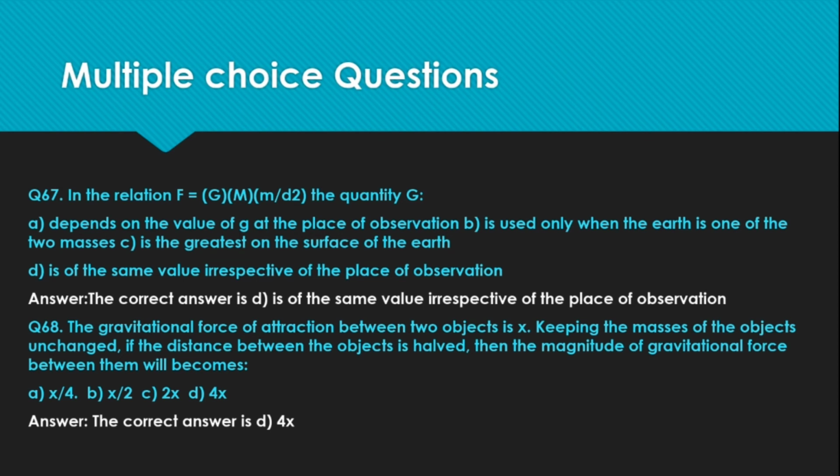Then question number 68 is, the gravitational force of attraction between two objects is x. Keeping the masses of the objects unchanged, if the distance between the objects is halved, then the magnitude of the gravitational force between them will become A, x by 4, B, x by 2, C, 2x, or D, 4x. So as the gravitational force is inversely proportional to the square of the distance between the objects, the answer will be D, 4x.